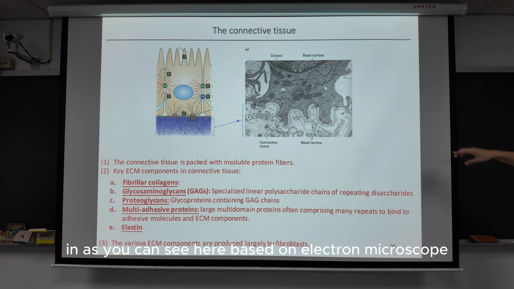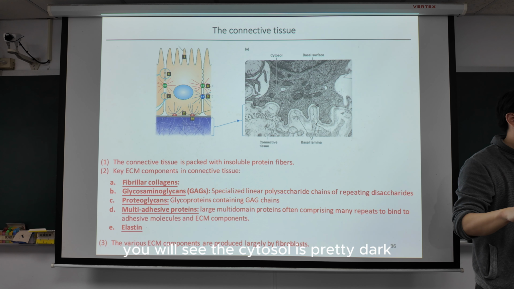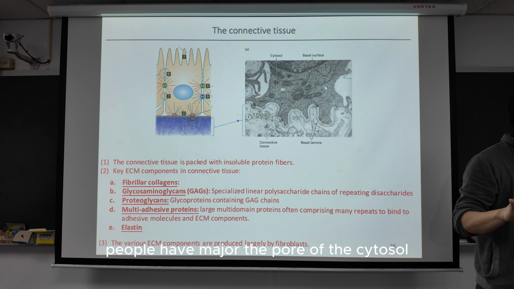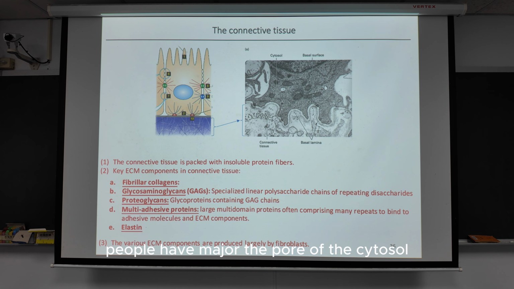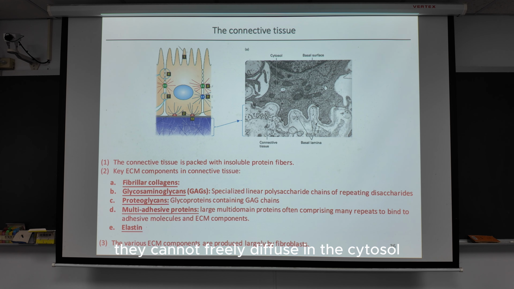As you can see here, based on electron microscopy, you will see the cytosol is pretty dark. It means the cytosol is super crowded. People have measured the pore size of the cytosol. Actually, proteins or molecules larger than 20 nanometers cannot freely diffuse in the cytosol. Once you put a molecule larger than 20 nanometers, it gets stuck in the cytosol. It cannot move anymore. It just keeps accumulating inside the cell.